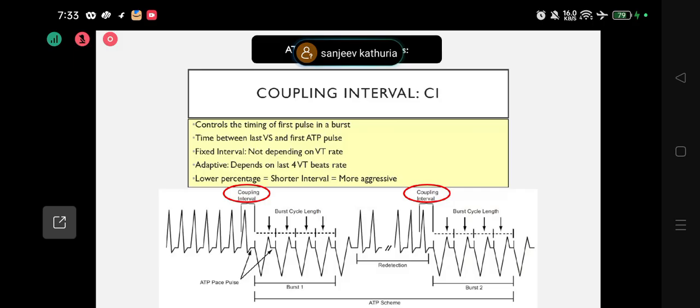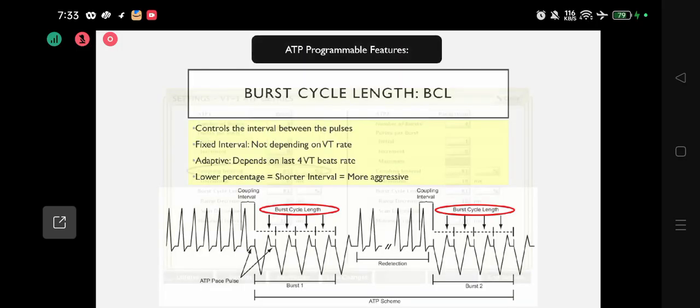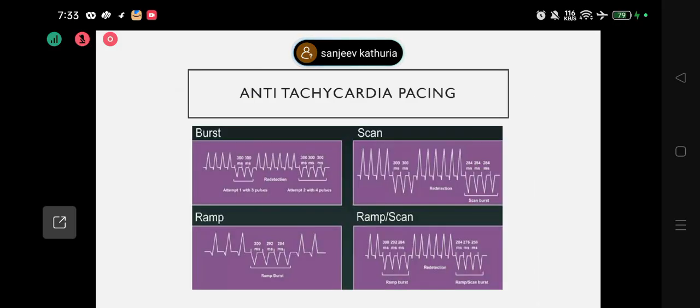The tachycardia cycle length is 260. 280. Tachycardia is still going on. Burst will remain the same, but in a ramp, the next will become 260. On its own, the machine will change it. So burst and ramp are examples of these. And furthermore, there is also scan, in which every beat it changes. That means burst is the same occurring every time. Ramp is the next one becoming shorter. And scan is every one becoming shorter every time.